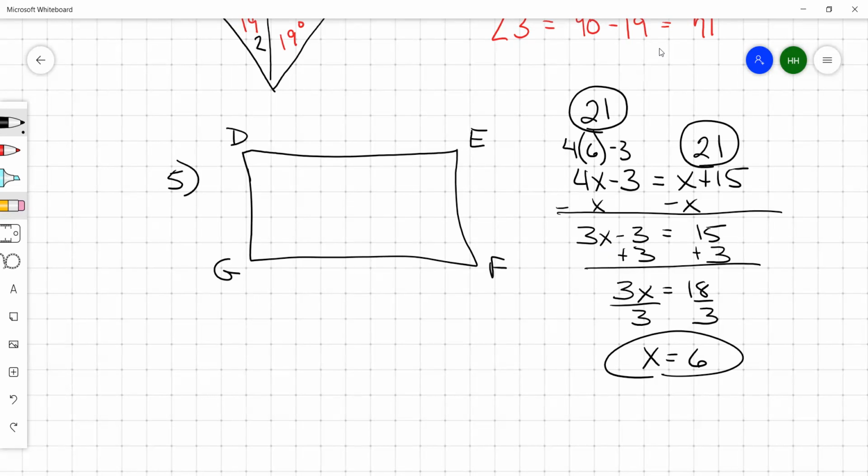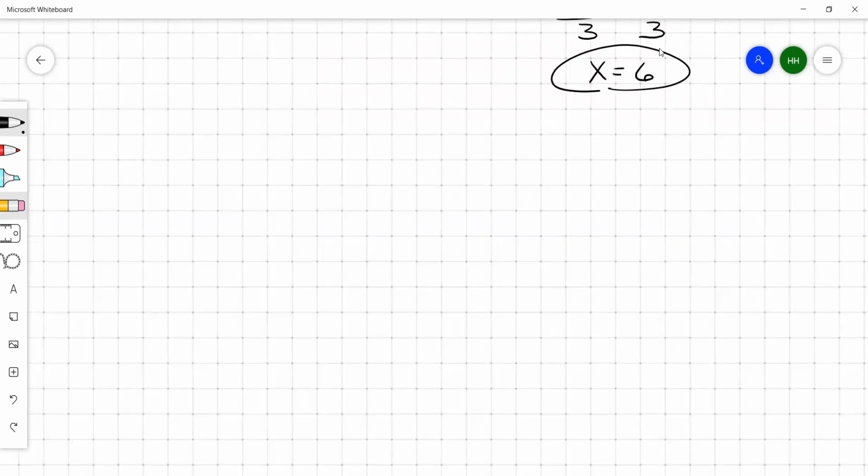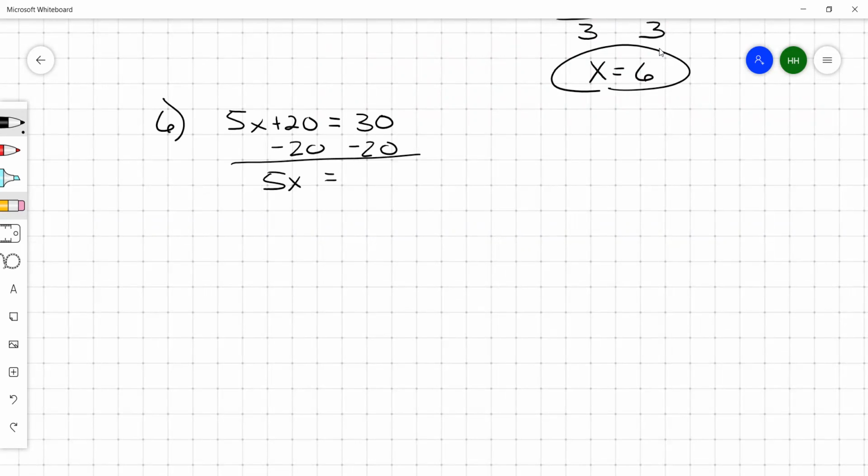All right, in number 6, it's the same thing, but it's simpler because they already drew the shape. Agreed? KM is equal to LN. So you take number 6 and 5X plus 20 is equal to 30. So subtract 20. 5X equals 10. And then divide by 5. So X equals 2.